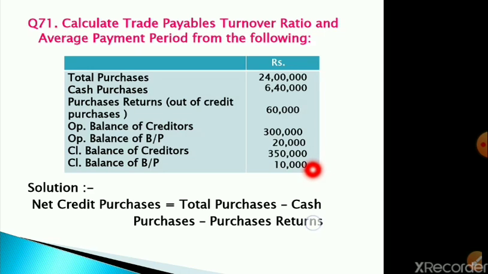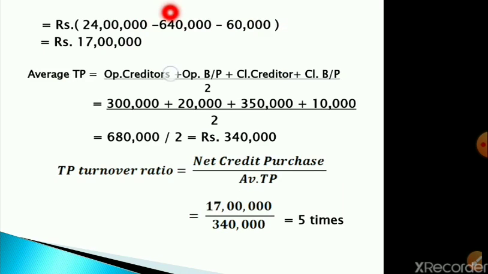So instead of giving us opening trade payables and closing trade payables, they have given us these amounts separately. And also in the question there is no credit purchase mentioned. So first we'll find out the net credit purchase. From the total purchase we'll deduct cash purchase and purchase return. So this will give us rupees 17 lakh as the net credit purchase. For average trade payables, we'll add all the opening and closing balances of creditors and bills payable and divide by 2, which will give us the amount 3,40,000.